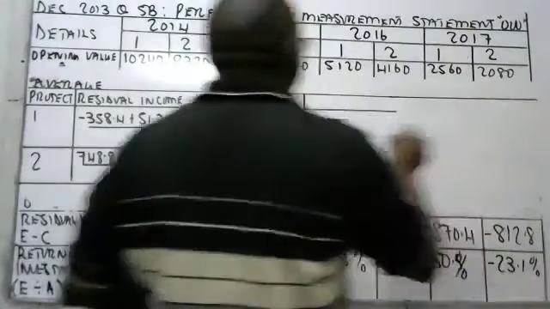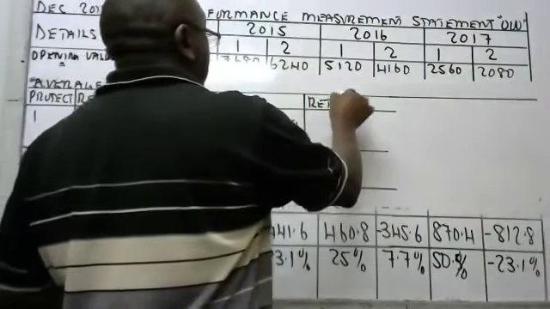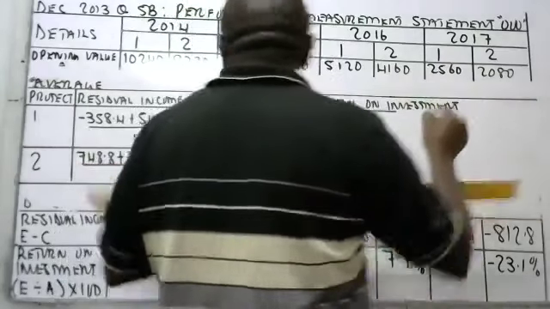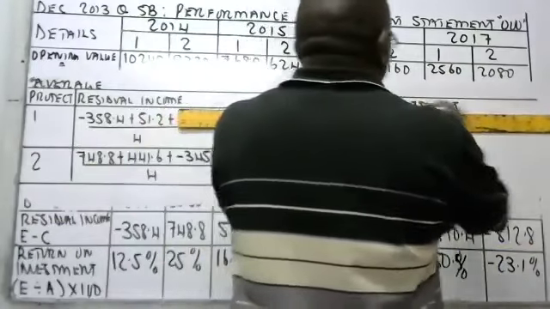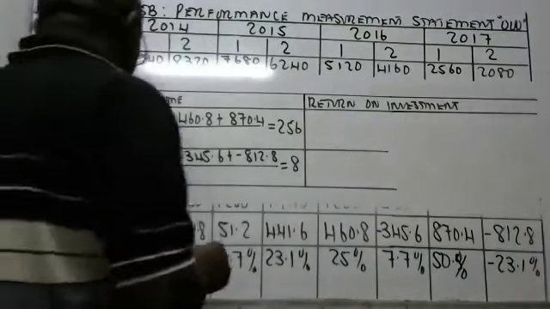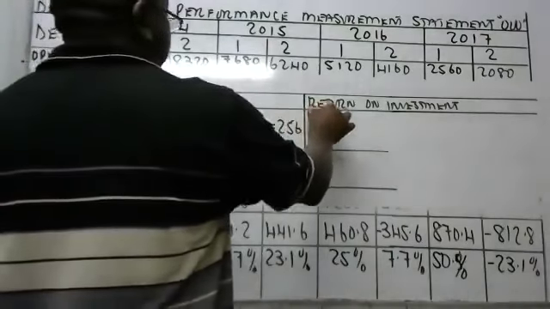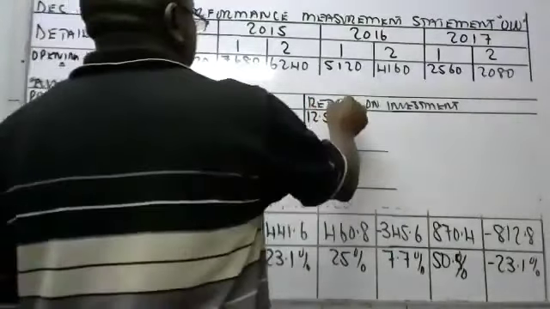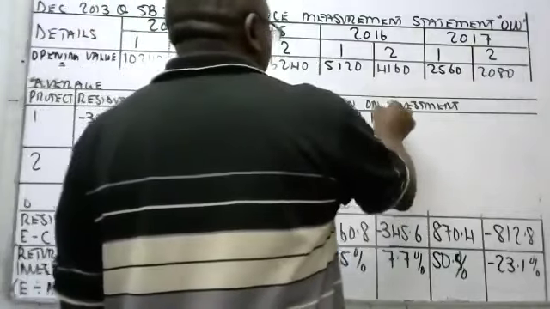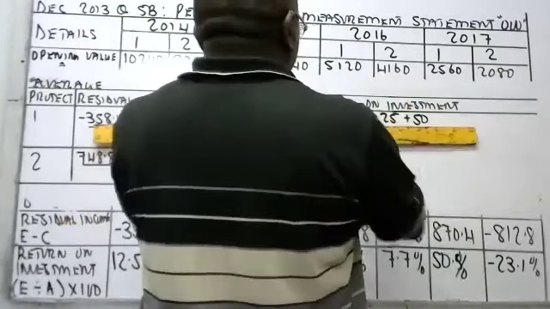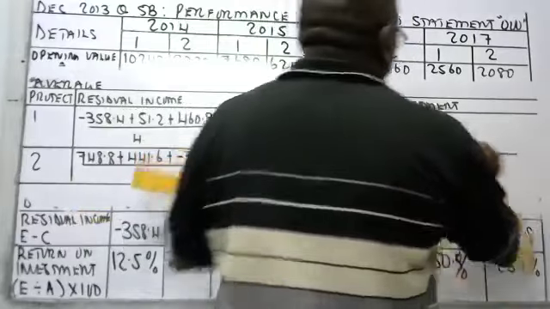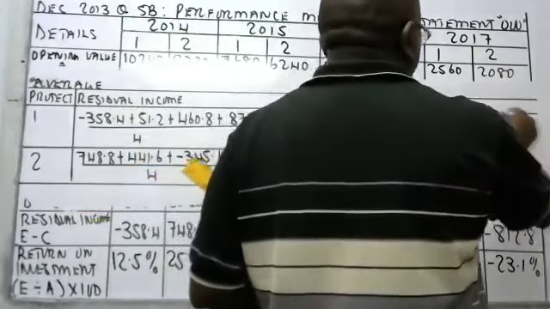Let's do the same for return on investment. Return on investment. So project 1 has 12.5 plus 16.7 plus 25 plus 50. You divide all this by 4. 26.05.